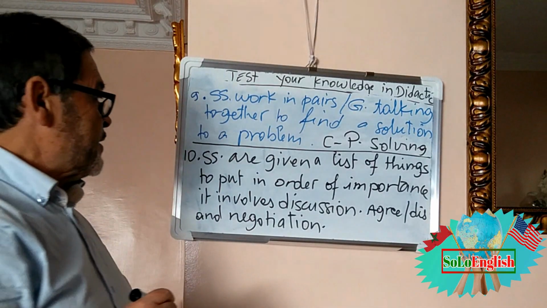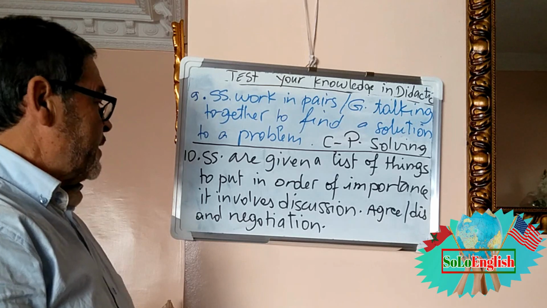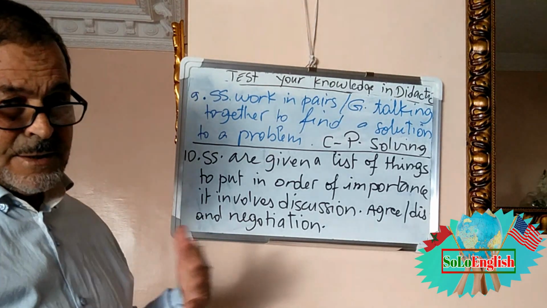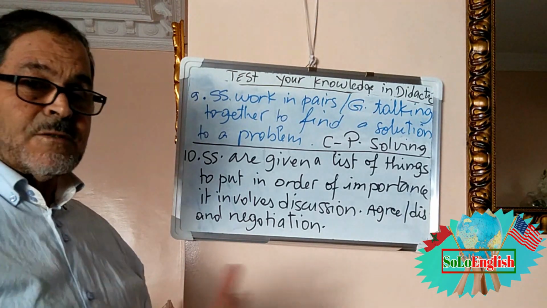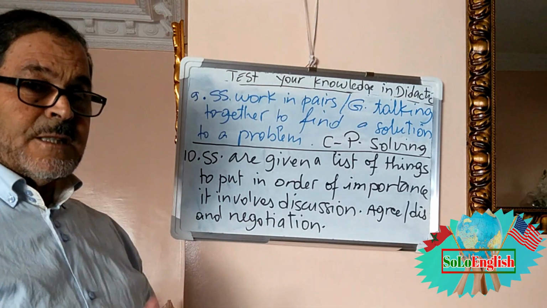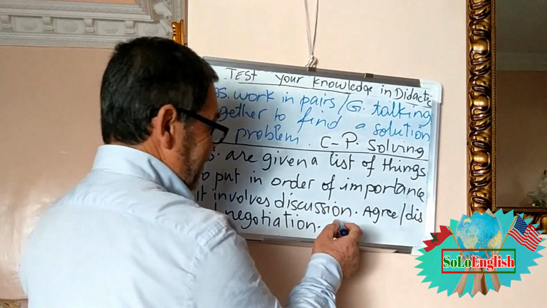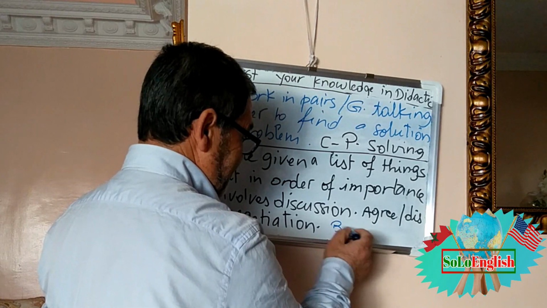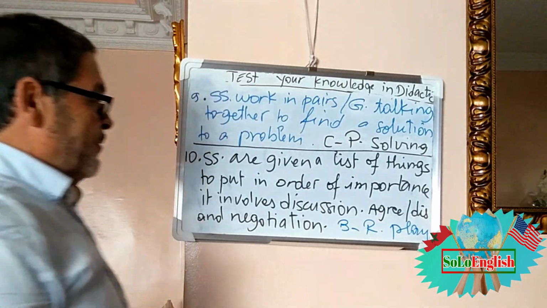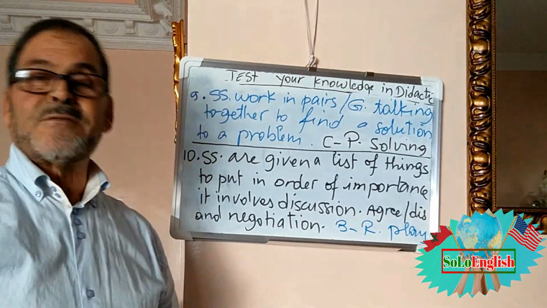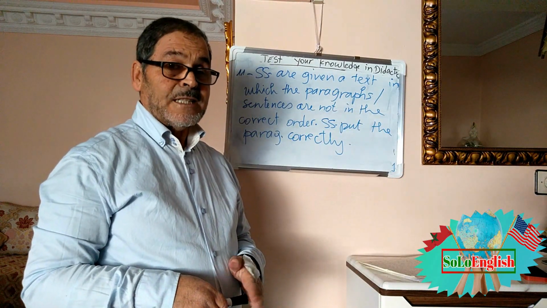Concerning 10, students are given a list of things to put in order of importance. It involves discussion, agree, disagree, and negotiations. So when we have students working together, A and B or C together, we call it role play. It is role play, it is B. Role play. Here you are with 9 and 10. And the last one now, we are going. No, this is the last sentence. I think the answer is clear now.